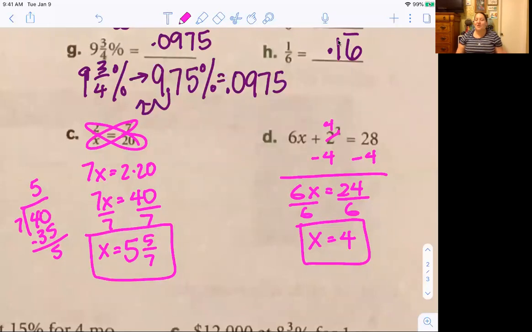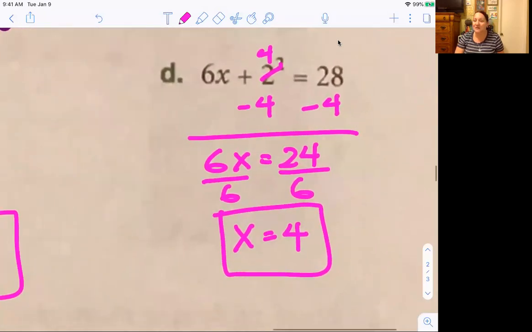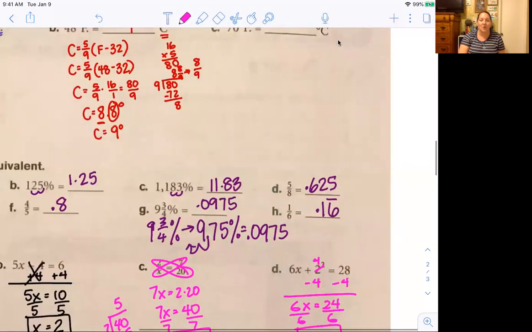Okay, so for C, we had to use cross multiplication. And when we do that, we get 7x equals 2 times 20, or 7x equals 40. Then we divide by 7, and the final answer is 5 and 5/7. With letter D, it was a little tricky, but if you remember to do your exponents first, you did great, right? So 2 squared is actually 4. Then we could subtract 4, and we get 6x equals 24. And then to divide by 6, we get x equals 4. You guys are doing so great.